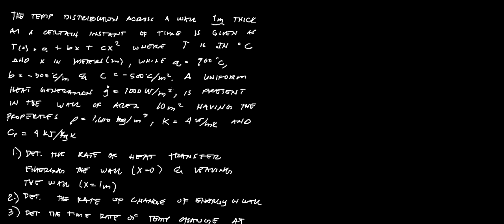A uniform heat generation given by G is equal to 1000 watts per cubic meter is present in the wall of area 10 square meters, having the properties rho equal to 1600 kilograms per cubic meter, thermal conductivity K equal to 40 watts per meter K, and specific heat of 4 kilojoules per kilogram K.